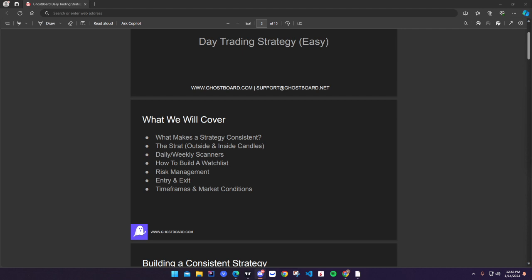So the main takeaway from the strat is going to be the inside and outside candles. That's exactly all you need to know. I'm going to cover exactly what an outside bar is, what an inside bar is, and what makes them significant. Next up, we're going to be covering daily and weekly scanners. If you've been in the Discord, we have scanners in the Discord. If you've never known how to use them efficiently, this will be your chance to learn that, and how to build a watch list.